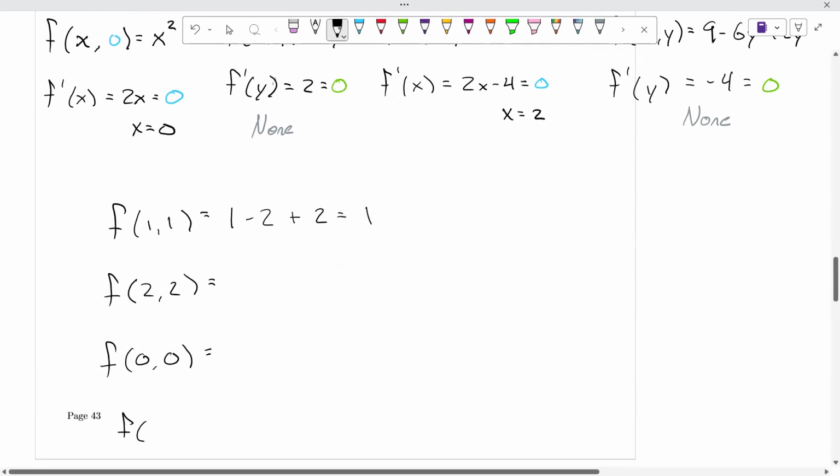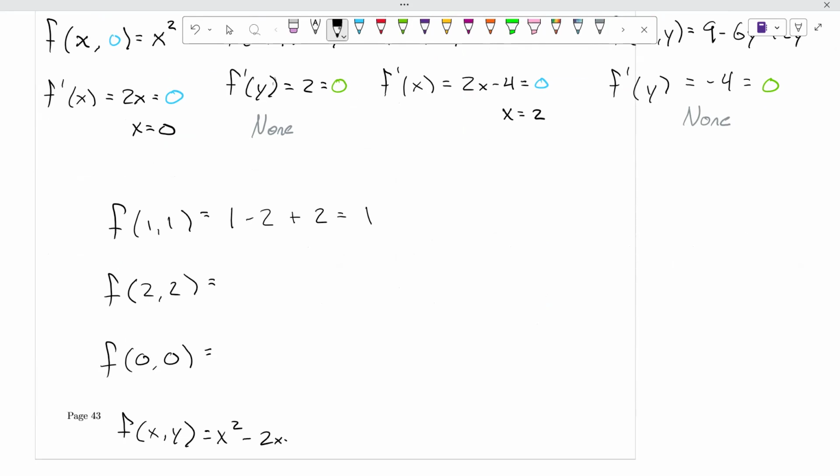Maybe I'll just rewrite the function right here. F of xy is x squared minus 2xy plus 2y. There we go. Plug in 2, 2. This looks like 2 squared is 4. 2 times 2 times 2 is 8. Plus 4 again. That comes out to 0. And plugging in 0 for everything, 0 minus 0 plus 0 is 0.